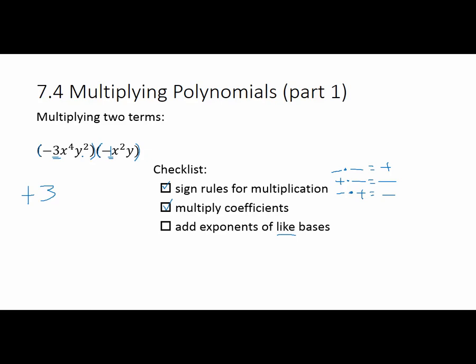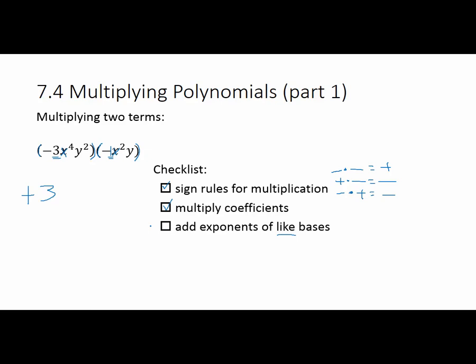So I know that this is just all one term. It has two bases, but that's okay. I'm going to take the bases one at a time. So the x base first has an exponent of 4 here, and that's going to combine with the x to the second power. Those both have the same base.